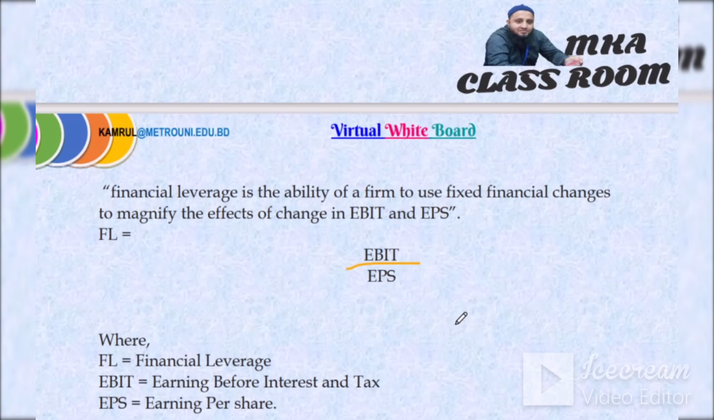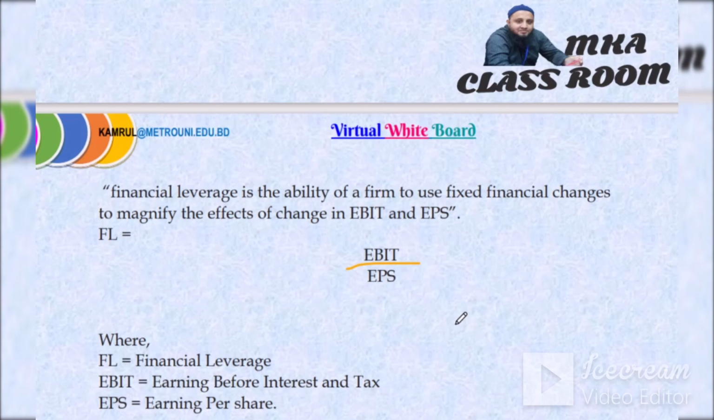After that, we will see combined leverage or total leverage. When the company uses both financial leverage and operating leverage to magnify any change in sales into a larger relative change in earnings per share. Combined leverage is also called composite leverage or total leverage. Combined leverage expresses the relationship between the revenue in the account of sales and taxable income.